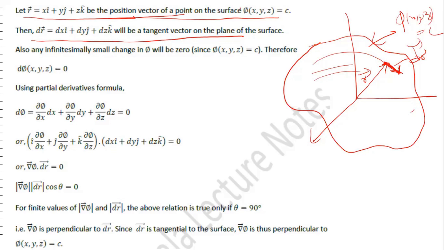Now, the equation of the surface represents that phi x, y, z is constant on the surface. Phi is constant on the surface. So since phi is a constant, any change in phi on the surface, d phi on the surface, is also 0. If you are moving from one point to another point on the surface, d phi, the change in phi, is 0 because phi is a constant. This is the equation of the surface.